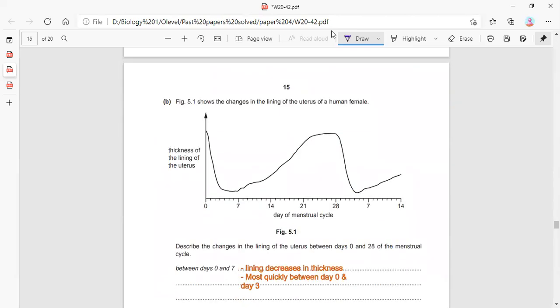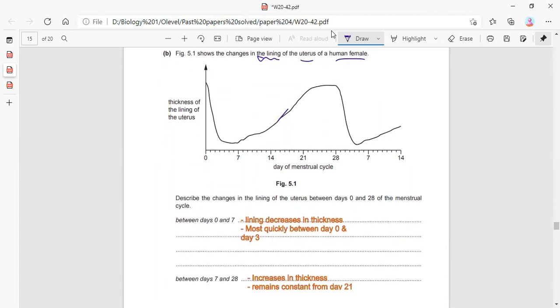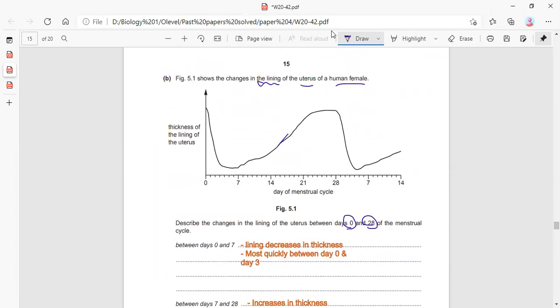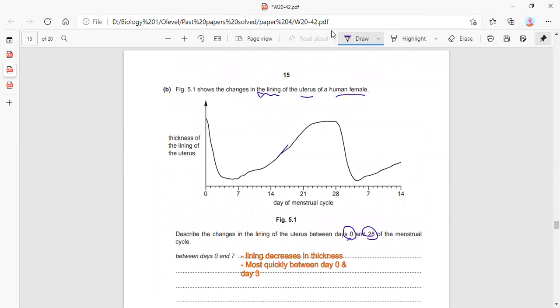Figure 5.1 shows the changes in the lining of the uterus of a human female. These are the changes that happen in the lining. It breaks down, then builds up and stays thick for a while, then breaks down again, and so on. Describe the changes that occur between day 0 and day 28. First, it says describe. Between 0 and 7, what happened?